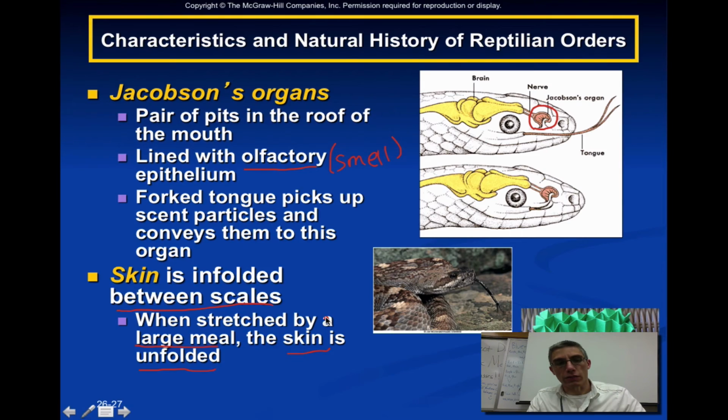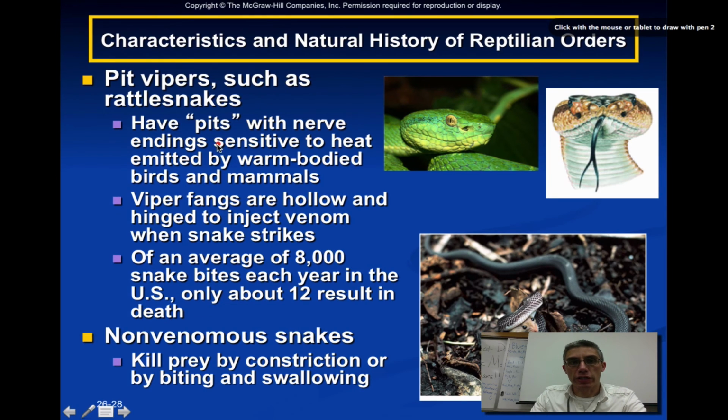Now, pit vipers such as rattlesnakes have special pits with nerve endings that are very sensitive to the heat emitted by warm-blooded birds and mammals, and they use these animals as their prey. The viper fangs are very hollow, and they're hinged so they can inject venom when the snake strikes. On average, there are about 8,000 snake bites each year in the U.S., with only about 12 resulting in death.